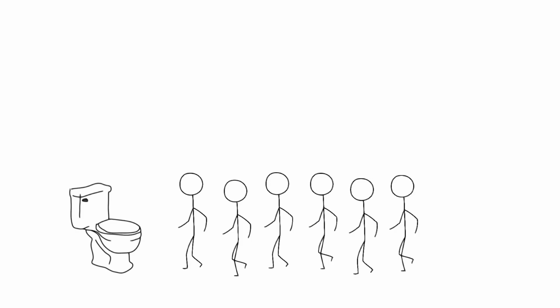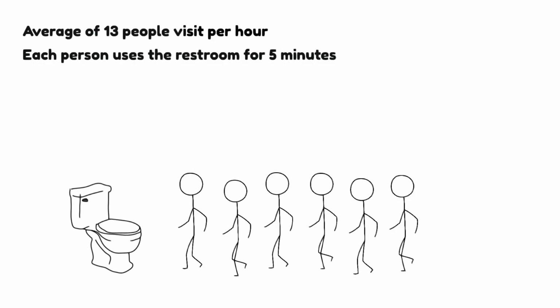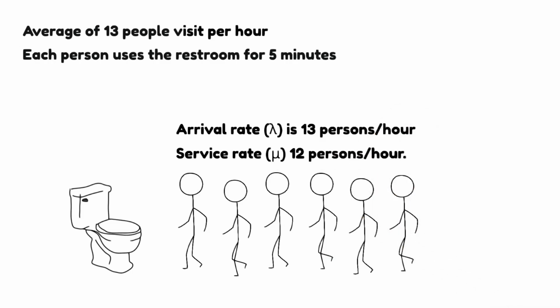Another example could be people waiting to use the restroom. At a tourist site with a single public restroom, an average of 13 people visit per hour, and each person uses the restroom for 5 minutes. In this case, the arrival rate, which is lambda, is 13 people per hour, while the number of people who can use the restroom per hour is 12, making the service rate, which is mu, 12 people per hour.